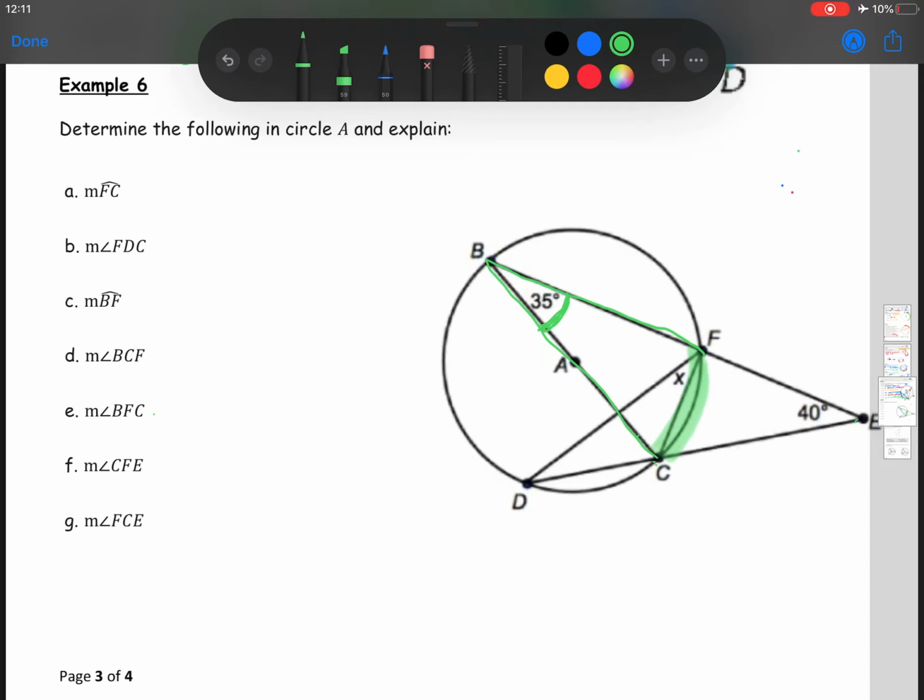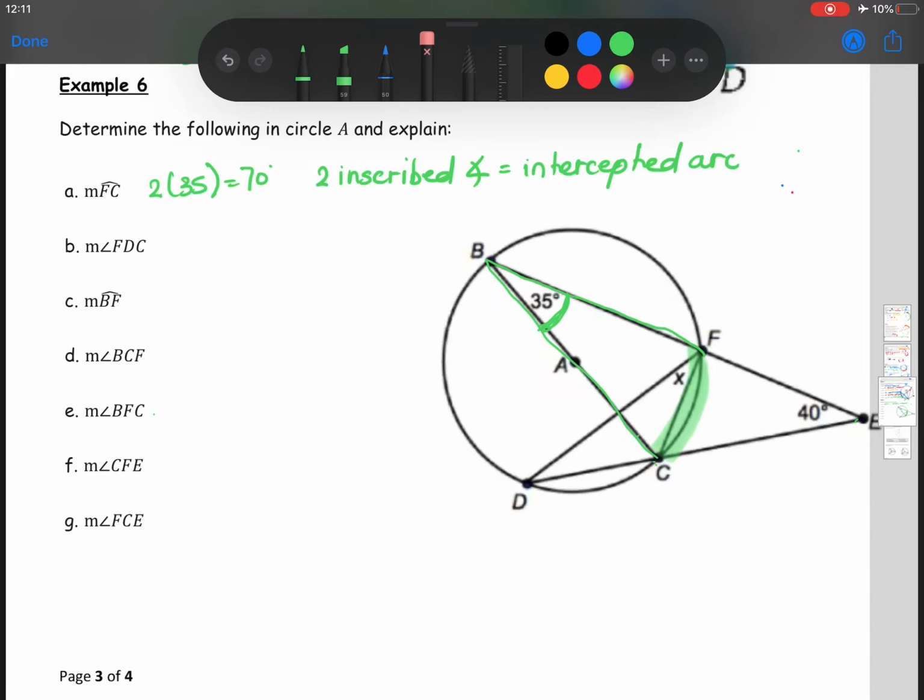The arc is double the angle, so this is what we're going to write. So 2 times 35 equals 70, right? So 2 times the inscribed angle is equal to the intercepted arc. You must write that reason.